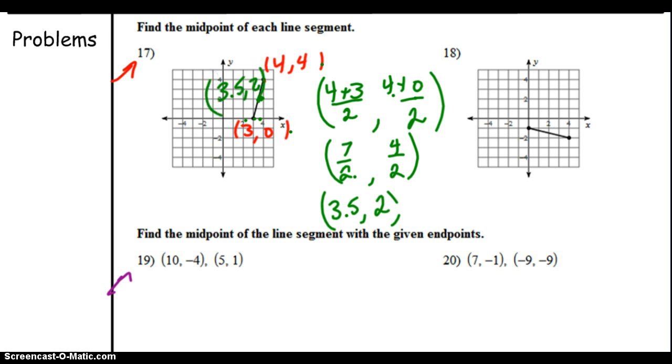All right, pause the video here and see if you can find the midpoint of the segment in 18. Please remember to pause the video. The answers are going to flash up on the screen in 3, 2, 1.